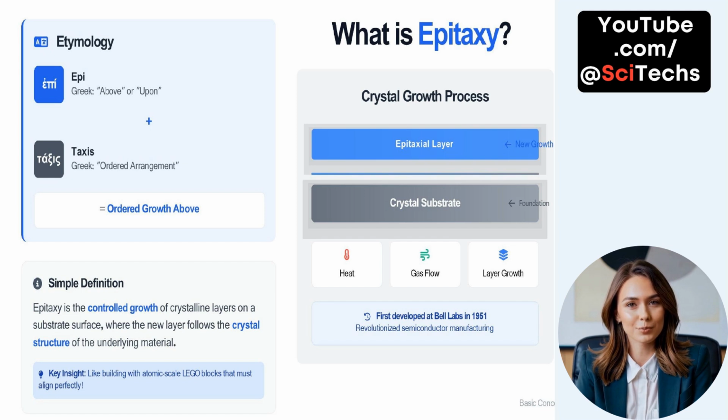In the crystal growth process, a base crystal, known as the crystal substrate, serves as the foundation. The epitaxial layer is deposited on top, aligning atom by atom. Key inputs include heat, gas flow, and layer growth mechanics. Epitaxy was first developed at Bell Labs in 1951, marking a major milestone in semiconductor innovation.